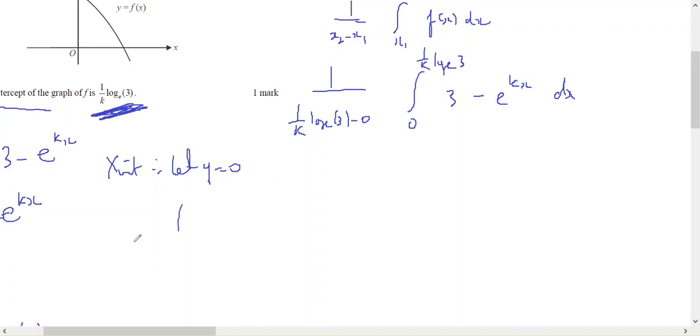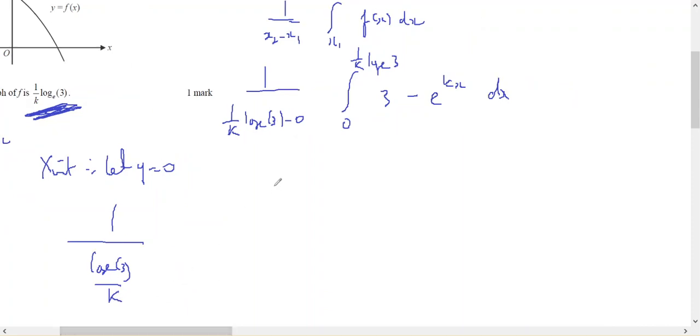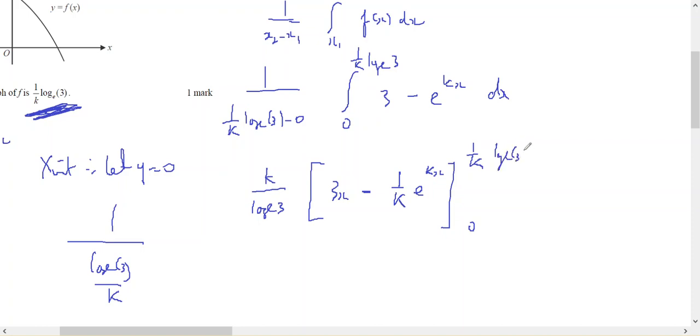This here is the same as 1 on top of log base e of 3 on k, which if I flip the denominator gives me k on top of log base e of 3. Square brackets, the integral of 3 is 3x minus the integral of e to the kx will be 1 on k e to the kx, going from 0 to 1 on k log base e of 3. So I've got k on top of log base e of 3.